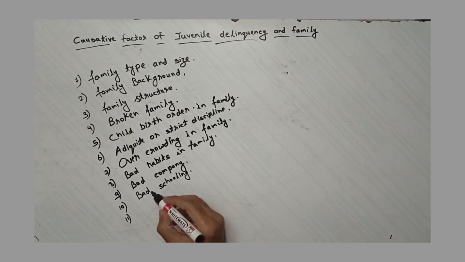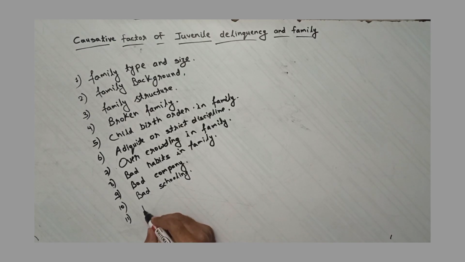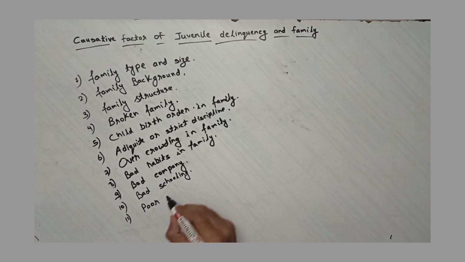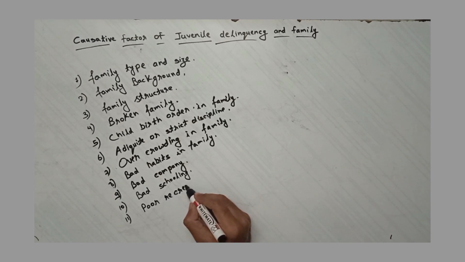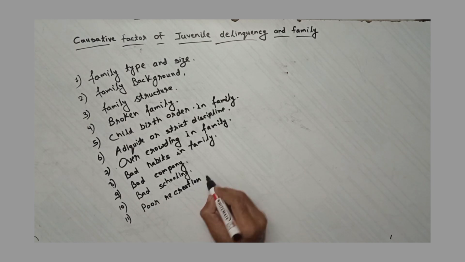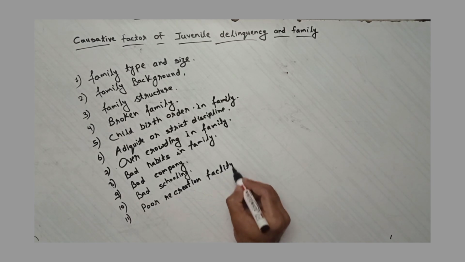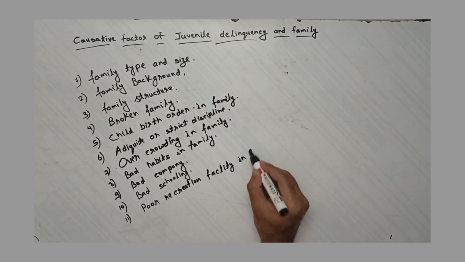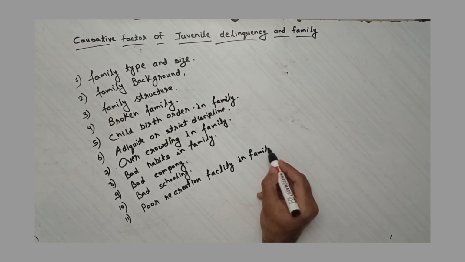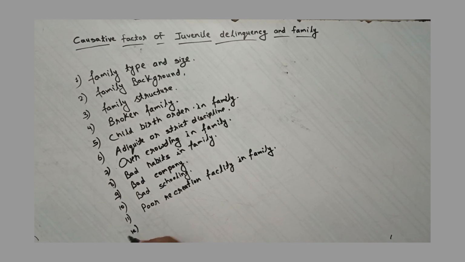Next is poor recreation facilities, poor recreation facility in the family. Sometimes the resources are not available in a family. Sufficient space is not available to live.